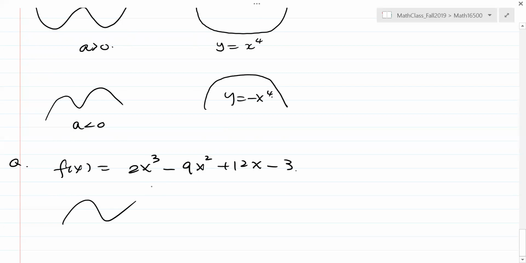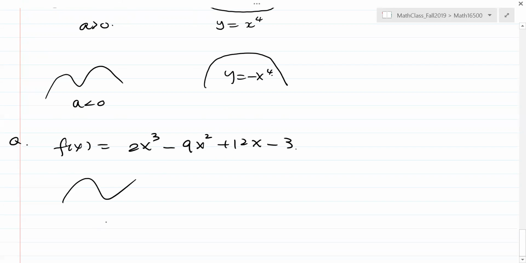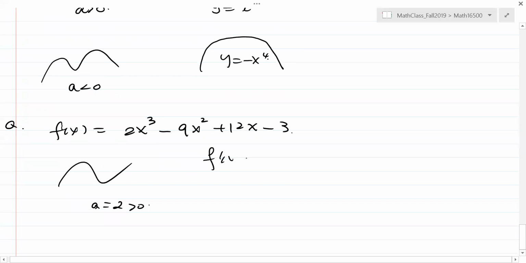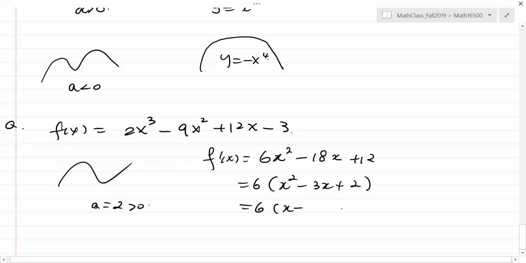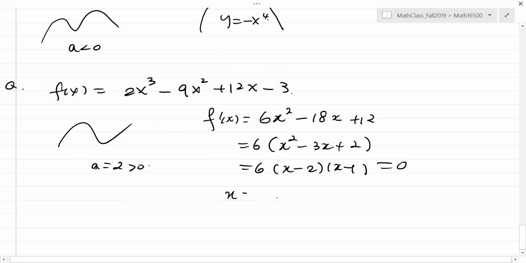You don't even need to make the chart to determine the sign because I guarantee it. This looks like that, since a equals 2 is positive. So let's find the derivative. The derivative is 6x squared minus 18x plus 12. Let's take 6 out. That is going to be 6 times (x minus 2)(x minus 1). I know when it's 0, x equals 1 and x equals 2.